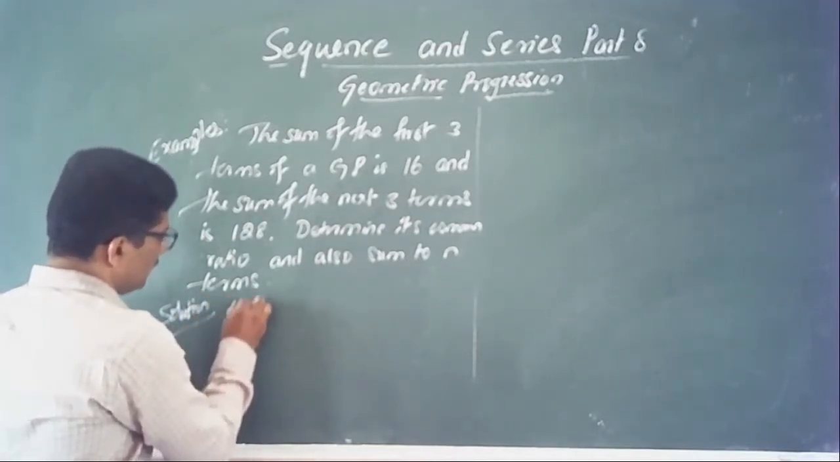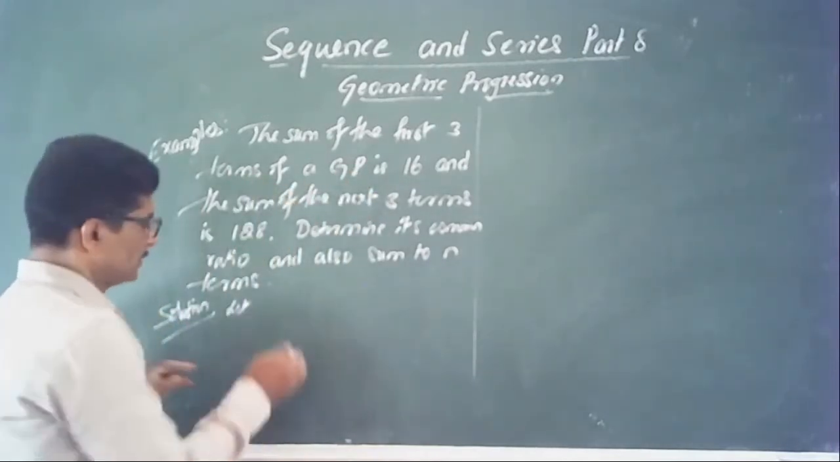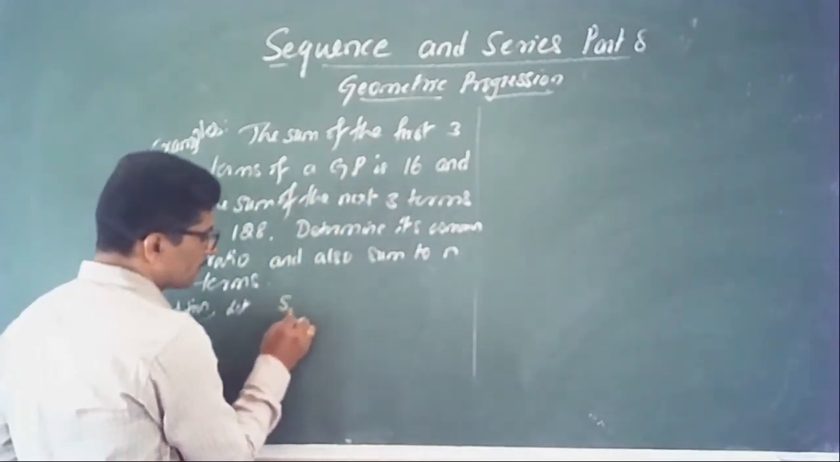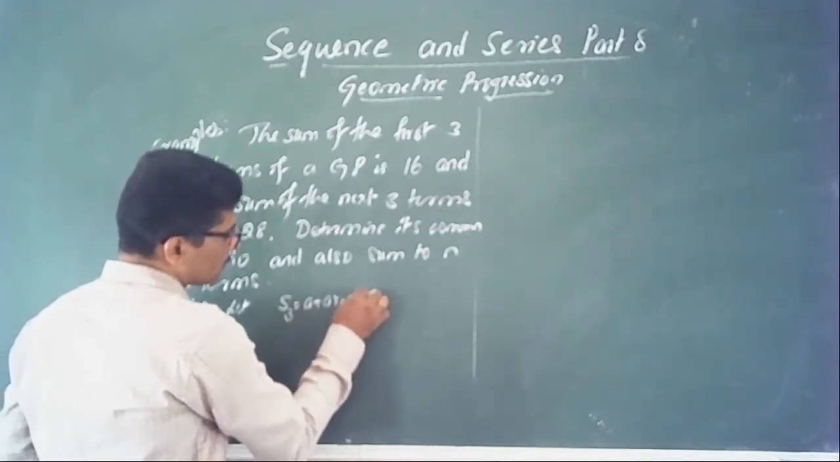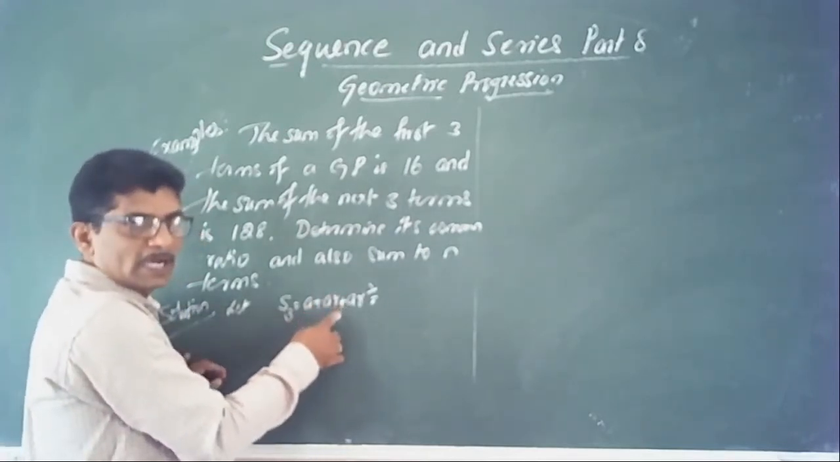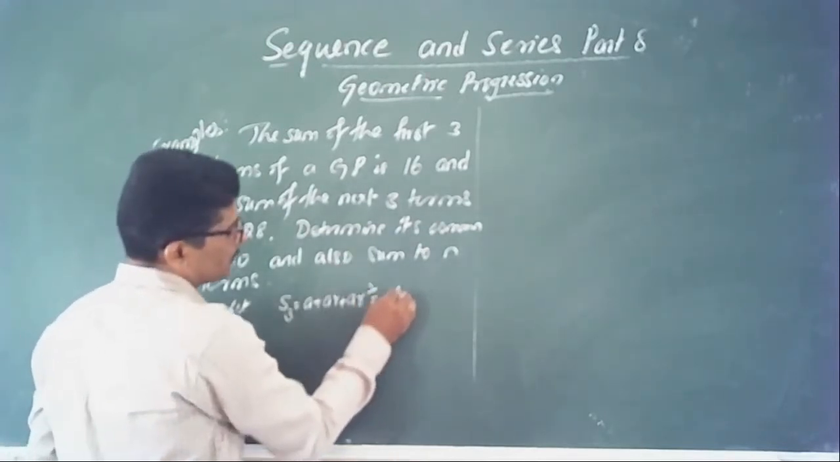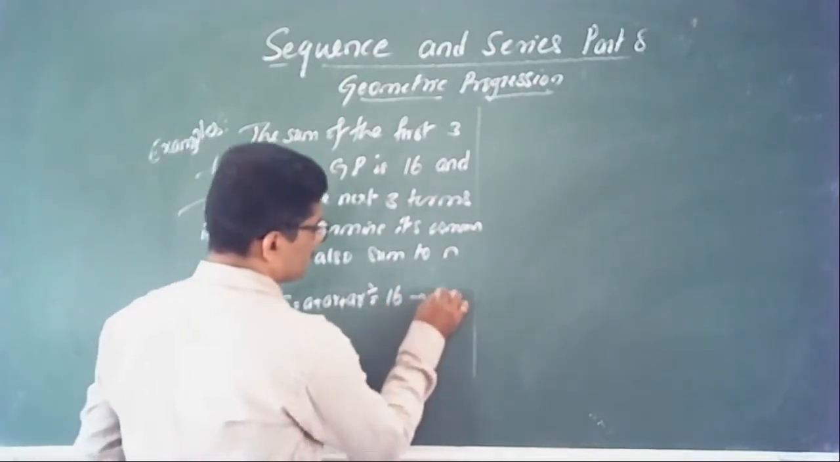Here it is given that the sum of the first three terms of a GP, S3, means a plus ar plus ar square. A is the first term, r is the common ratio, and the sum is given as 16. Let us say this one is the first equation.